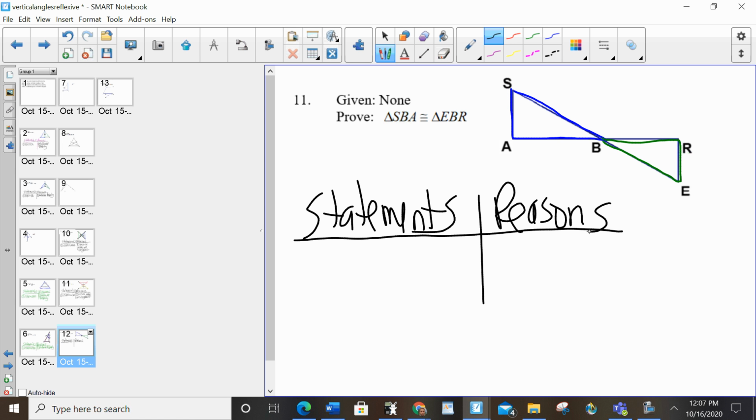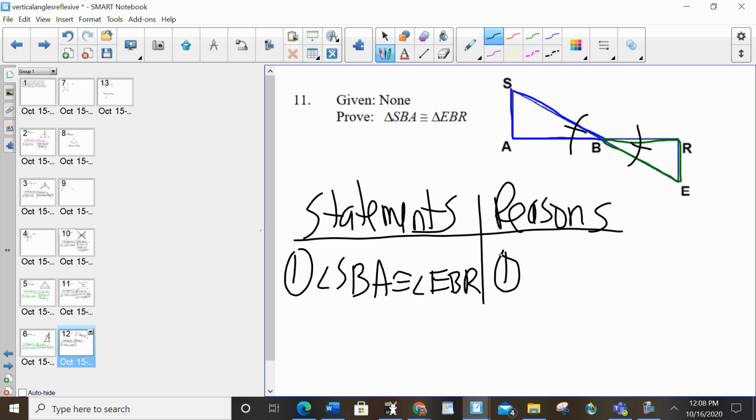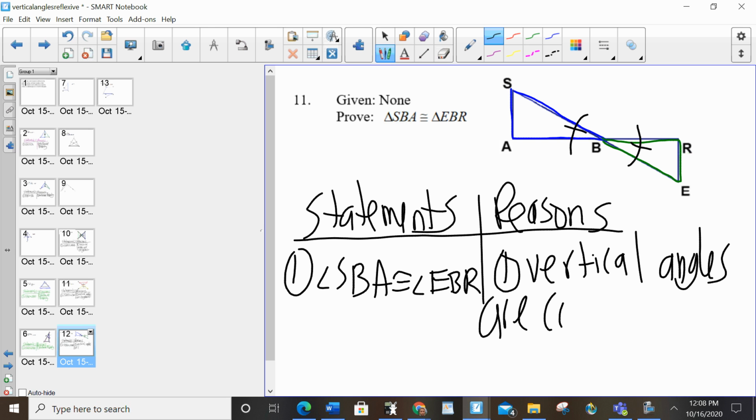Okay, there's no reflexive property. There's nothing that's in both. There's no overlap. I do see vertical angles. So my statement, angle SBA, is congruent to angle EBR. And the reason whenever I see vertical angles: are congruent.